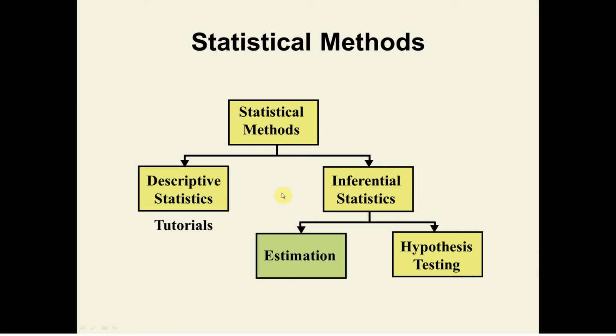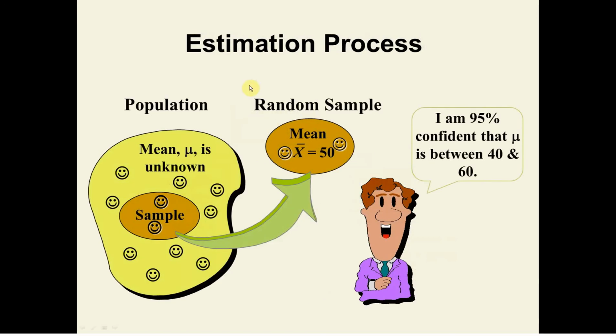The general theme is that we have a population of things that we're interested in, and from a sample of that population, we look at the descriptive statistics and use that to say what we can infer about the population. The two main methods we're going to look at are estimation and hypothesis testing. They're both related, so let's start with estimation.